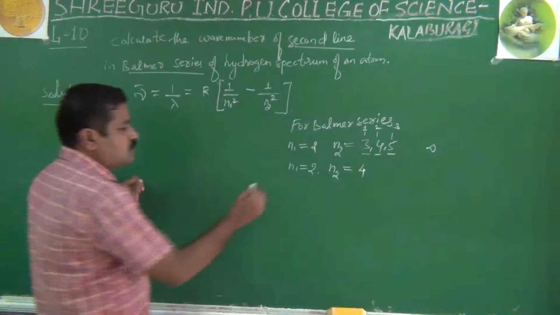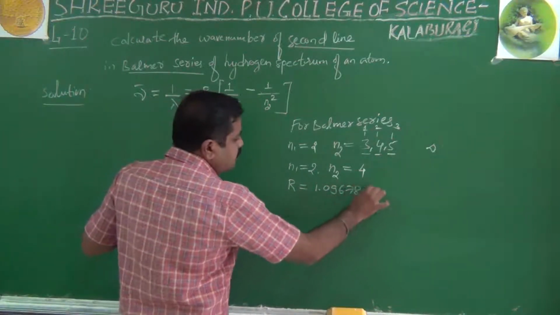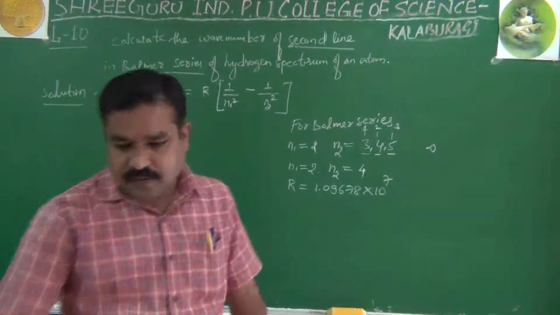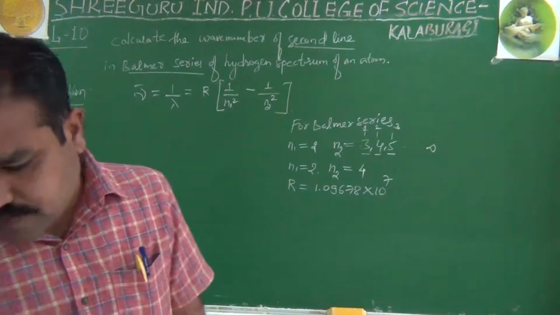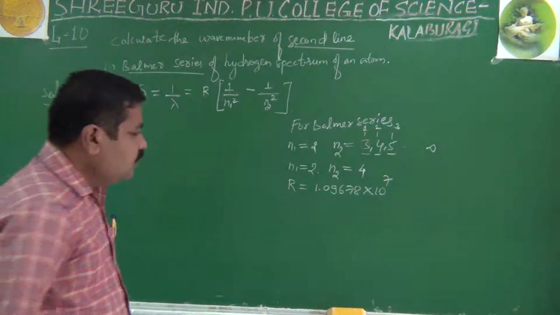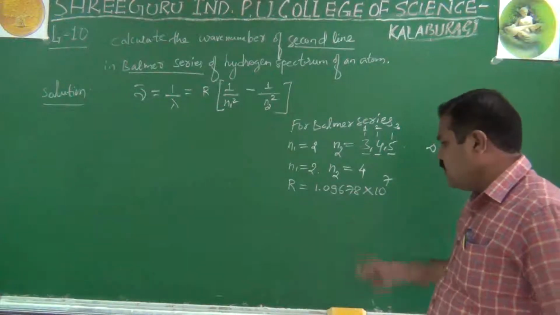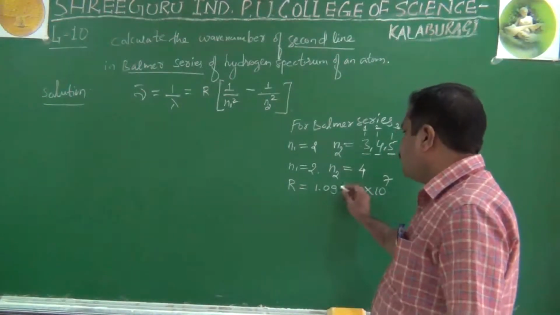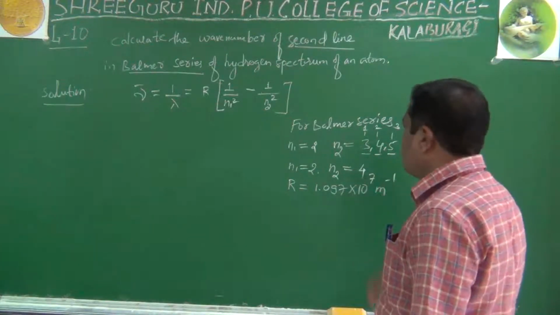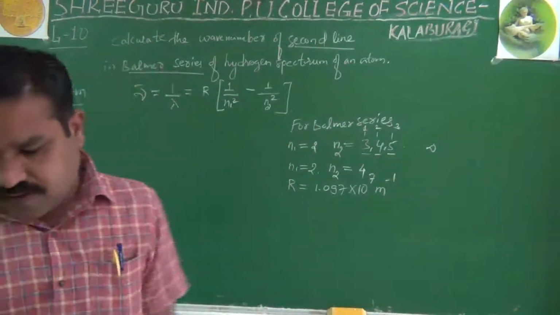And the Rydberg constant value you already know, it is 1.09678 into 10 raised to 7 per meter. That is per meter. 1.09678 can be rounded off to 1.097, so up to 4 decimals, if you take it as 1.097 into 10 raised to 7 per meter, you can easily calculate the value of nu bar.